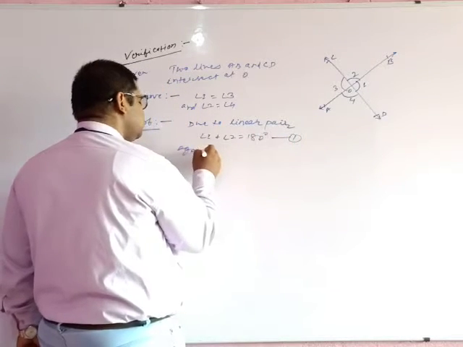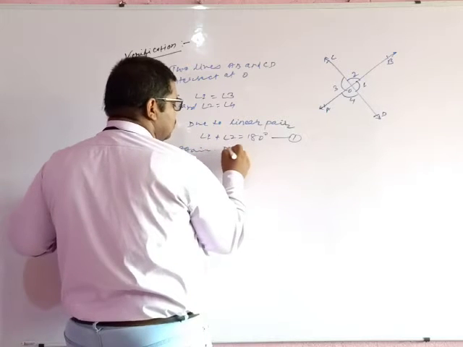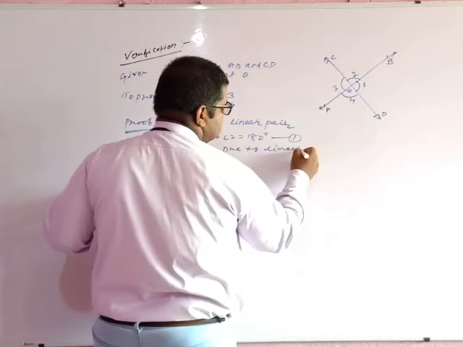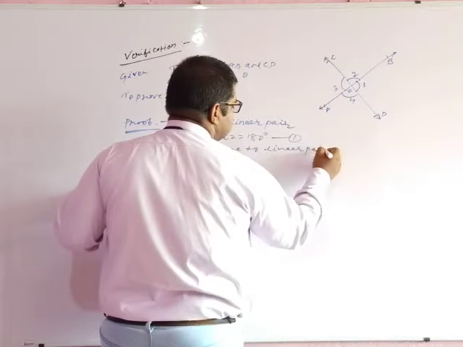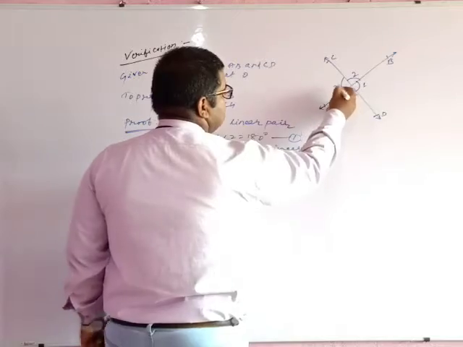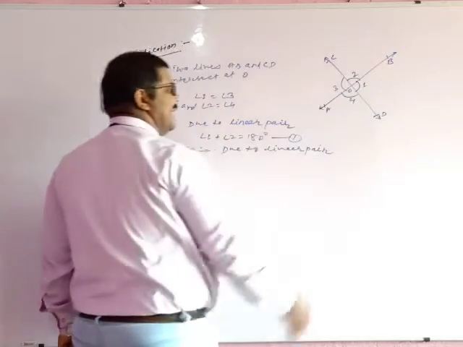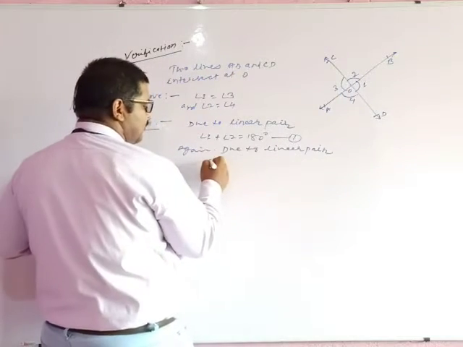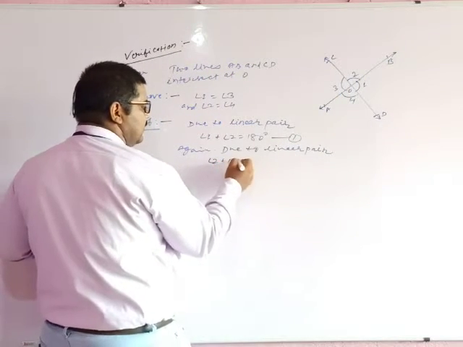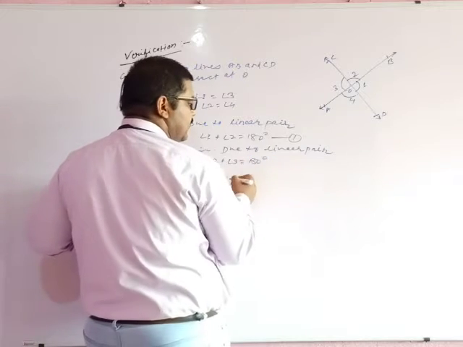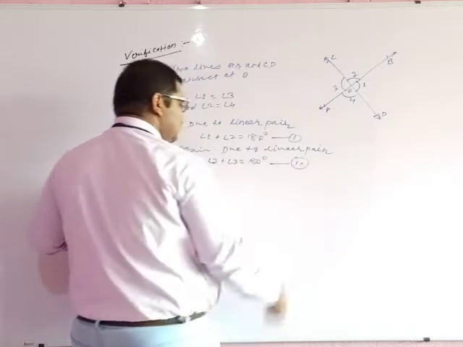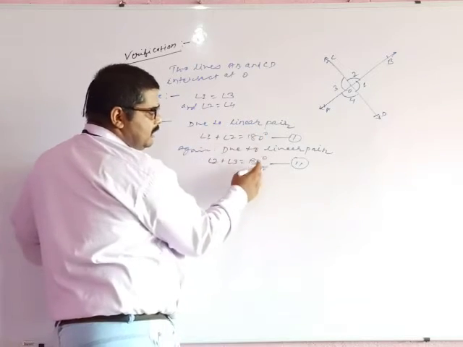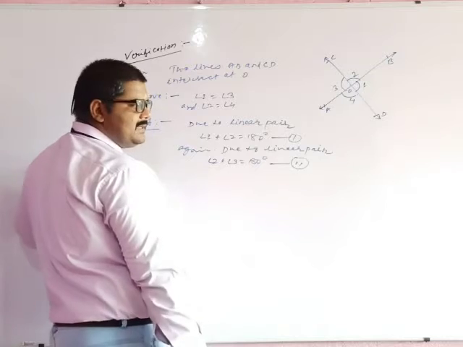Again, due to linear pair you can write, actually AB is a straight line and OC stands on it, and this is why angle 2 plus angle 3 is equal to 180 degrees. This is the second. You just have to see that in both the cases it is equal to 180 degrees.